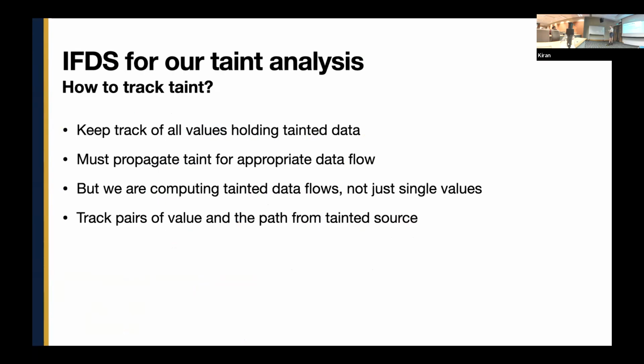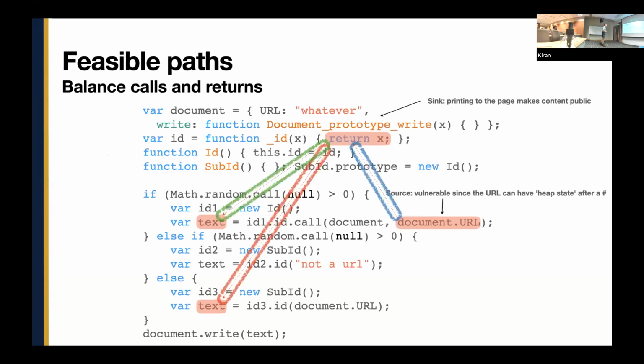And of course, the paths aren't entirely disjoint either. The paths can share pieces. Think about what you'd like to see as a user of taint analysis. Let's say when I get here, tainted data could have come from here or could have come like this. That's what you'd like to see, and that's what we're capturing. So we are going to track pairs of value and path. So let's see, how does that work?